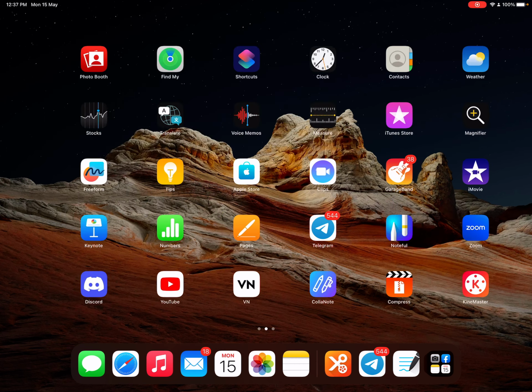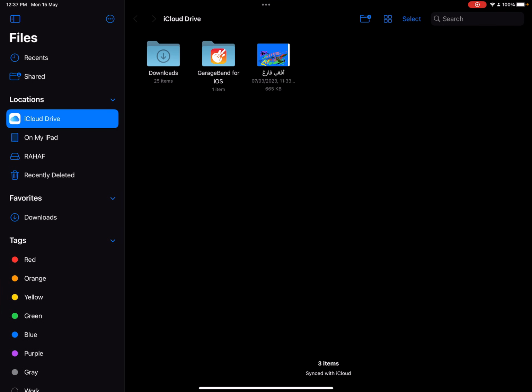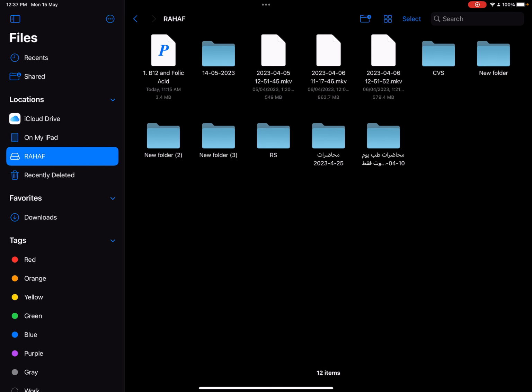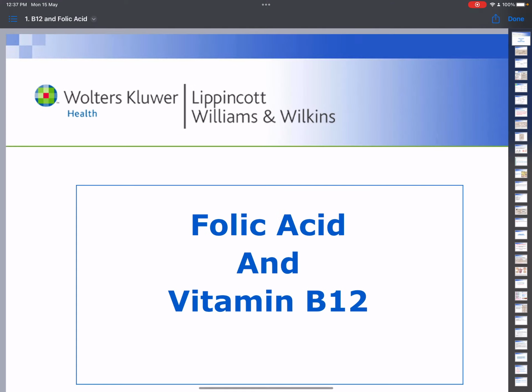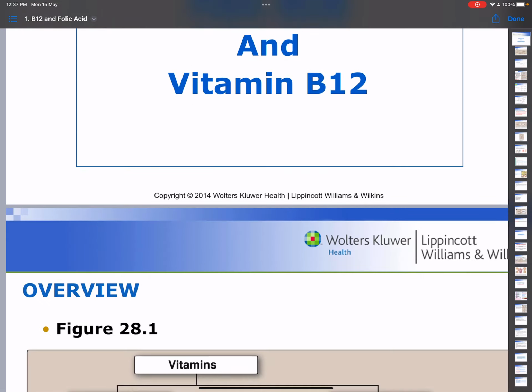So mainly we are going to focus on these two micronutrients or vitamins or molecules that are required for the hematopoietic process. That's why we are discussing these two molecules.